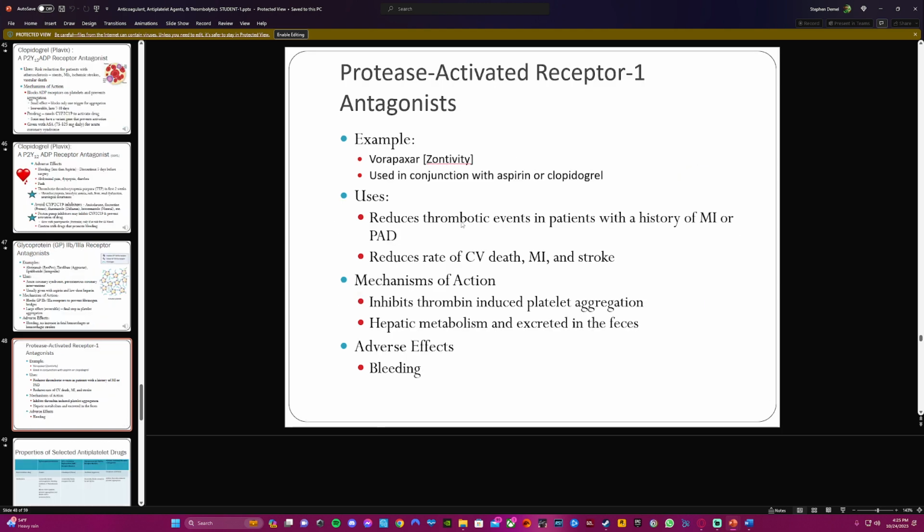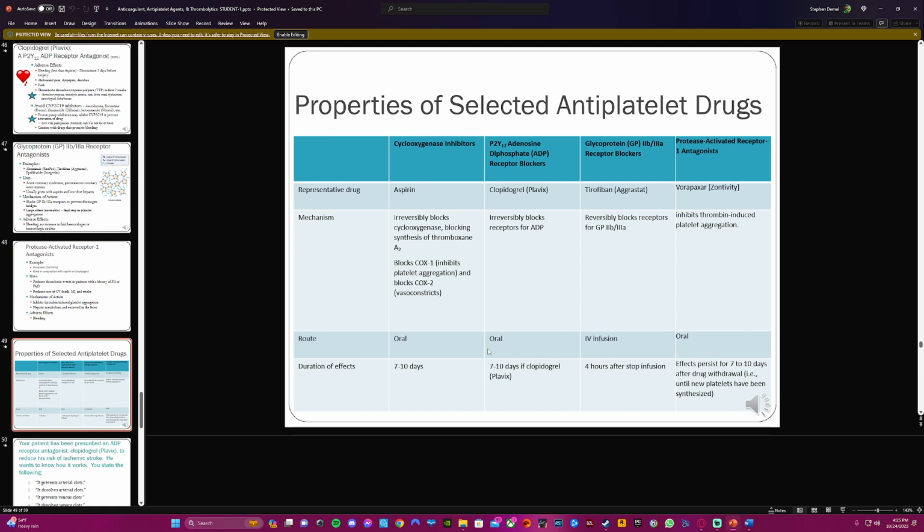Protease activated receptor 1 antagonists. Examples are vorapaxar or Zontivity, used in conjunction with aspirin or clopidogrel. Uses are it reduces thrombotic events in patients with a history of MI or PAD, reduces rate of CV death, MI, and strokes. Mechanism of action is it inhibits thrombin-induced platelet aggregation, with hepatic metabolism and excretion in the feces. Adverse effect is bleeding. So these are going to be your properties of selected antiplatelet drugs.